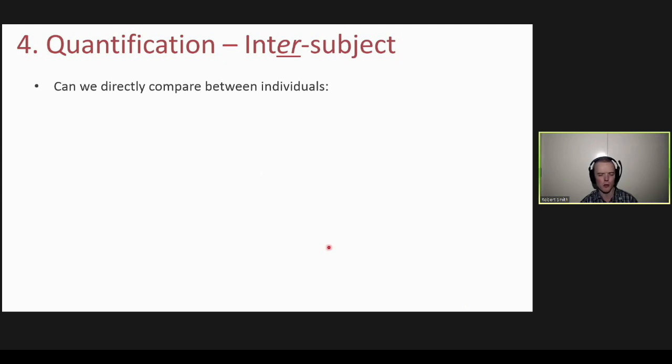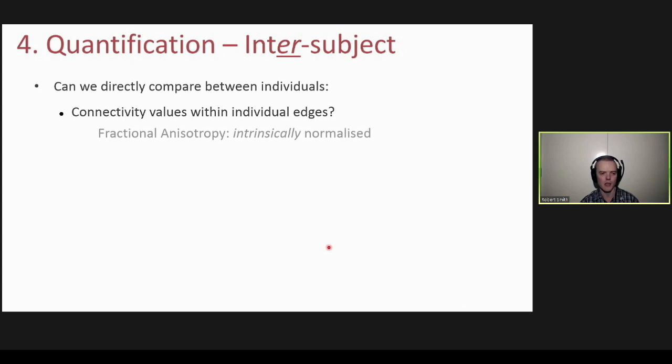And this one's really more of a quick little thought experiment at the end. If you are not actually doing any kind of advanced graph theory analysis, but you simply want to take the raw connectivity values within the edges of the connectome and compare those across subjects. The question is, can you actually do that comparison naively?